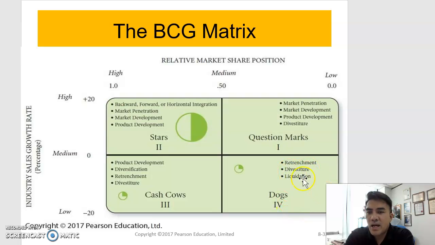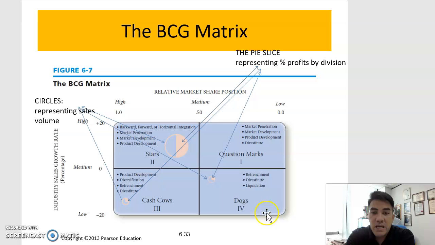And then this is the time where you need to decide whether or not you want to retrench, whether or not you want to diverse, or whether or not you want to liquidate the whole product line. So this is an example of a BCG metric. So what does it mean in terms of the circle, the size of the circle? The size of the circles represents the sales volume. The bigger the size of the circle, meaning that that product line, that division is producing the highest sales volume in the company.